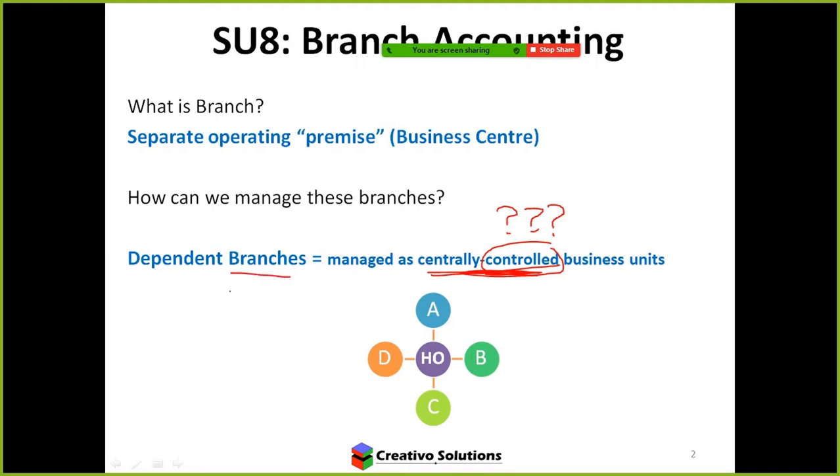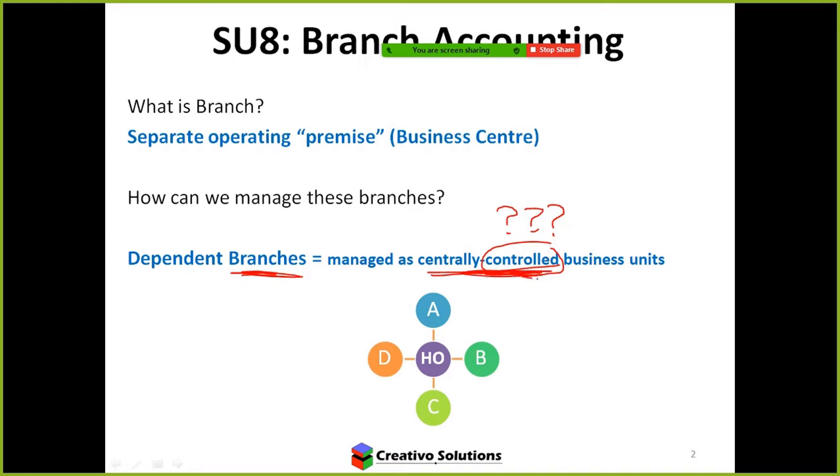So for example, a bank is definitely like that. Each and every branch at the bank would be centrally controlled. Each branch has nothing to say in terms of operations. All of it comes from head office. When it comes to fast food and takeout and stuff like that, it could be either or. It all depends on the control.